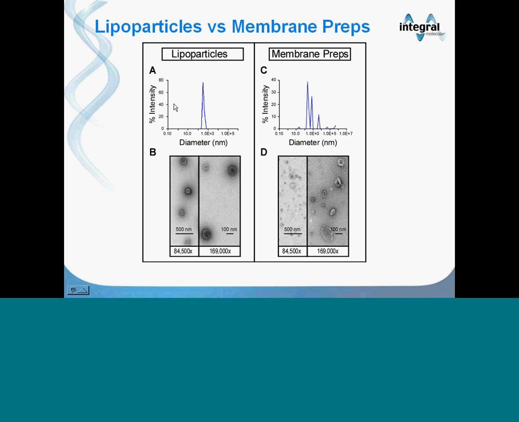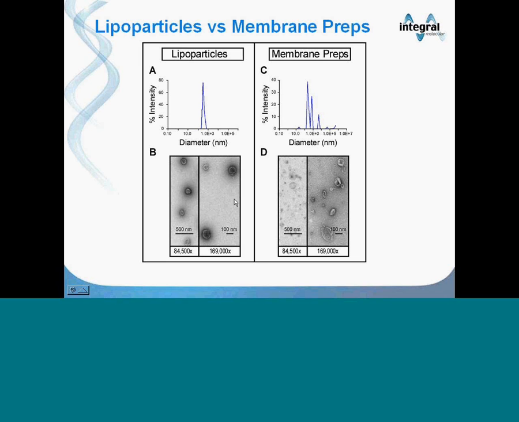Radioligand binding assays show that the receptors are conformationally intact in the lipoparticles. They bind their native ligands with the same affinities as published for cell-based assays. These assays also show that the receptors in the lipoparticles are present at high concentrations. We typically incorporate receptors to concentrations of 50 to 200 picomoles per milligram in the lipoparticles.